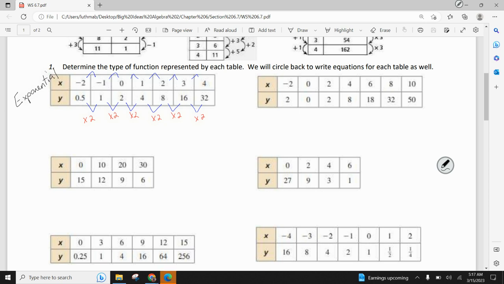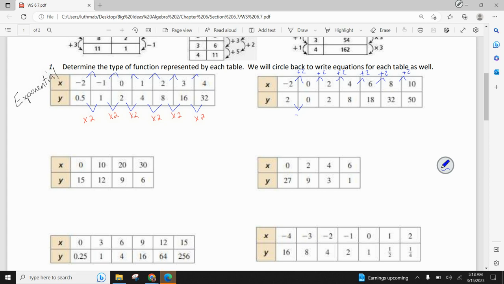So we're basically just going to start that process all over again. So first I see, now it doesn't have to go up by 1, but I see plus 2, plus 2, plus 2, plus 2, plus 2, and plus 2. So my x column is consistently the same, so I'm good to go there.